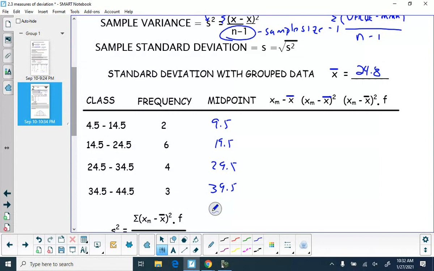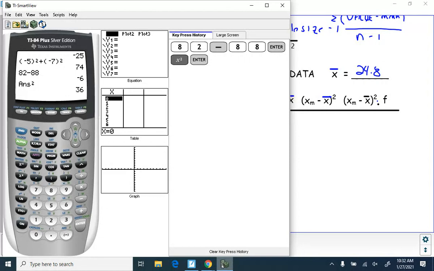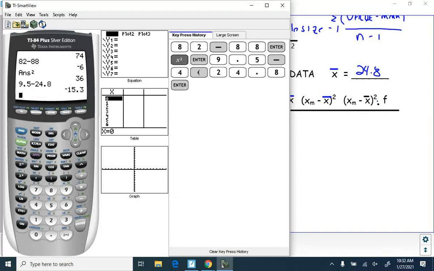Once again, you're going to want to work sideways with this. We have our midpoint minus our mean. Then we square it. And then we multiply by our frequency. So we have 9.5 minus 24.8. We get negative 15.5.